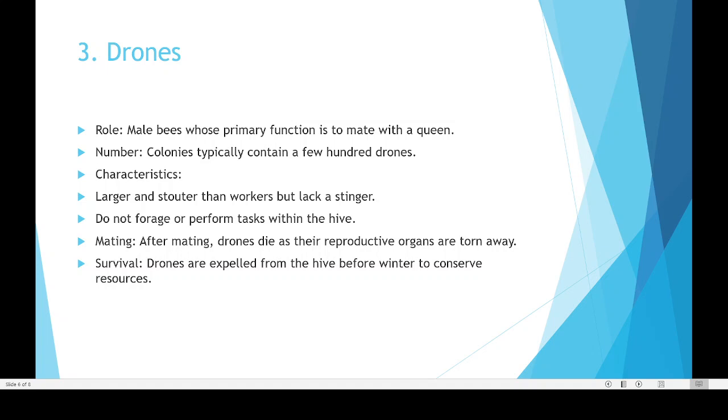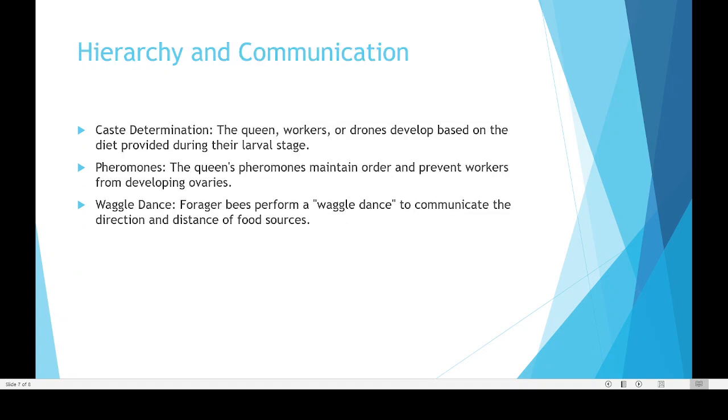Then drones are expelled from the hive before winter to conserve resources. So they are not important. If drones are not needed, the other workers will eliminate the male members from the colony to conserve their resources. So this is also a peculiarity of the honeybee colony.